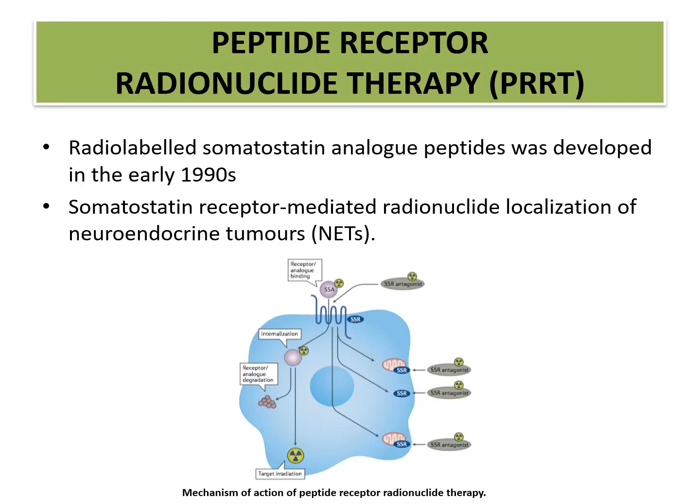Now we're going to move into the peptide receptor radionuclide therapy, or we call it PRRT. So PRRT with radiolabeled somatostatin analog peptide was developed in the early 1990s as the next logical step of the somatostatin receptor mediated radionuclide localization of the NET.